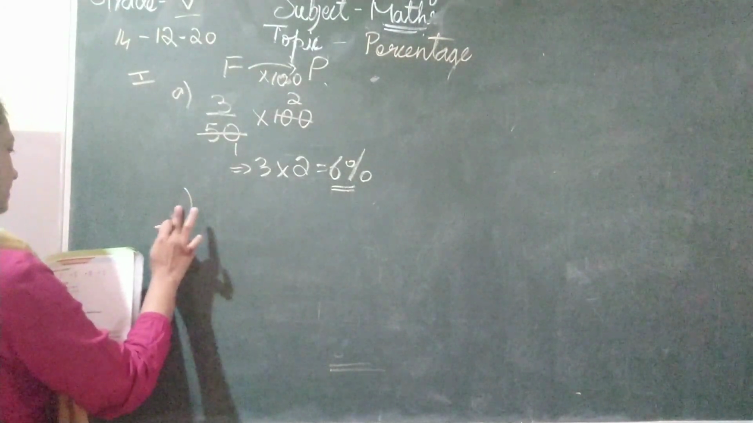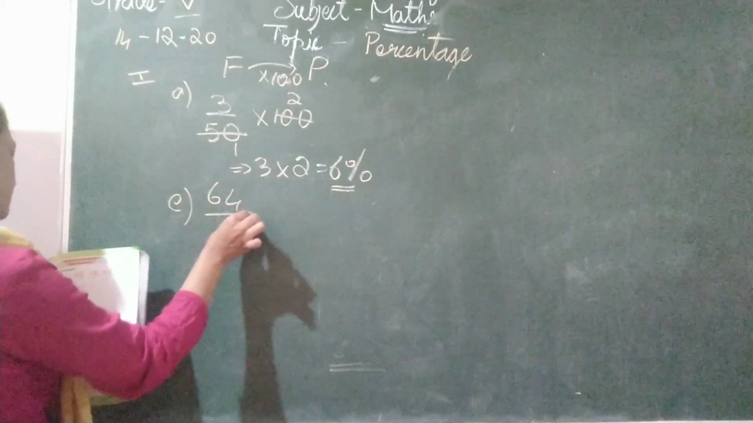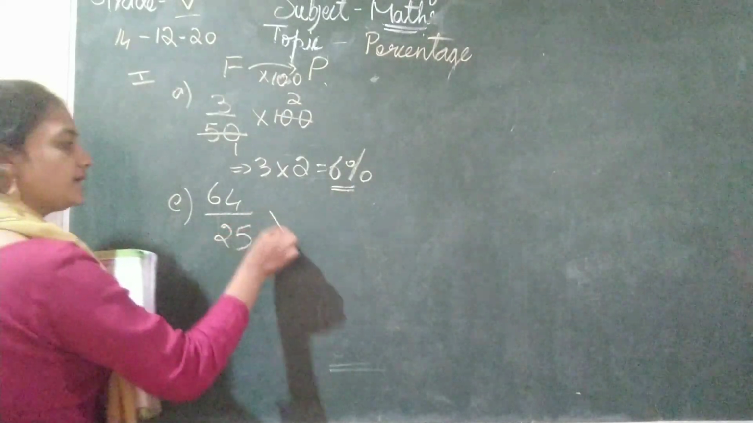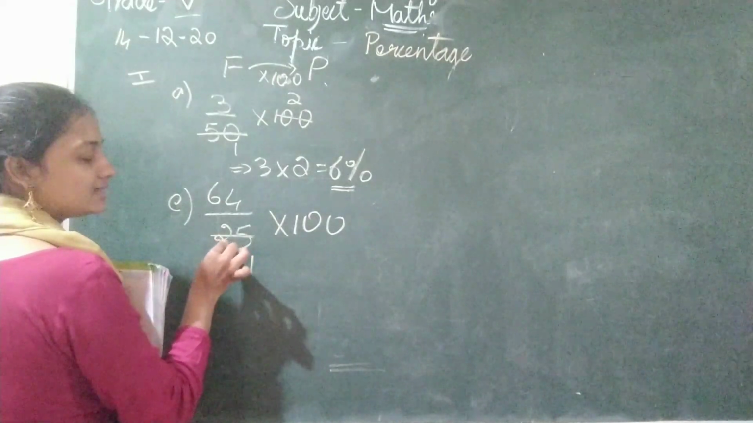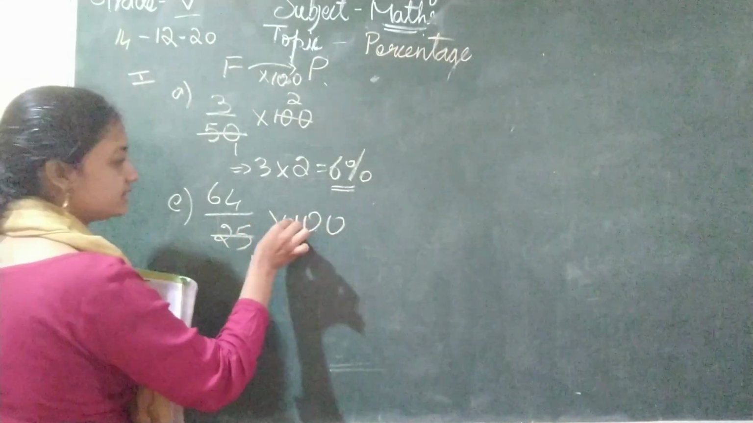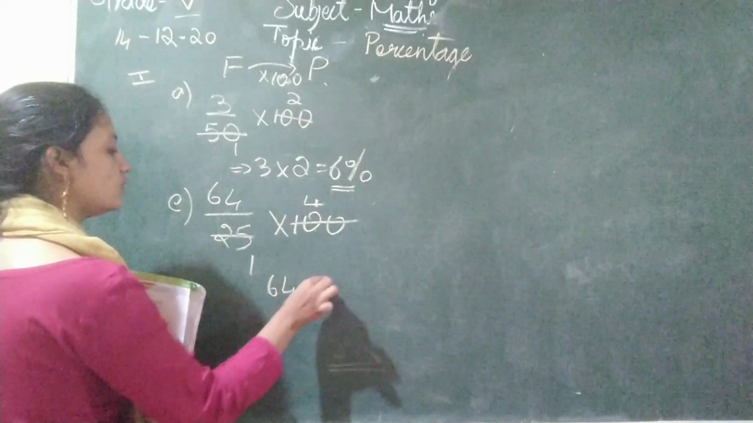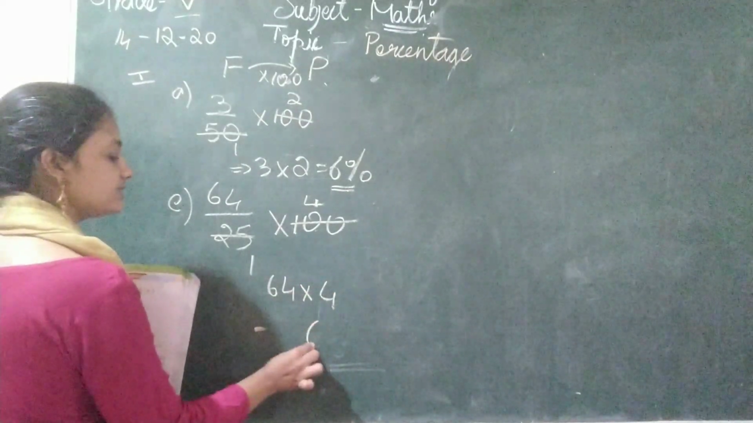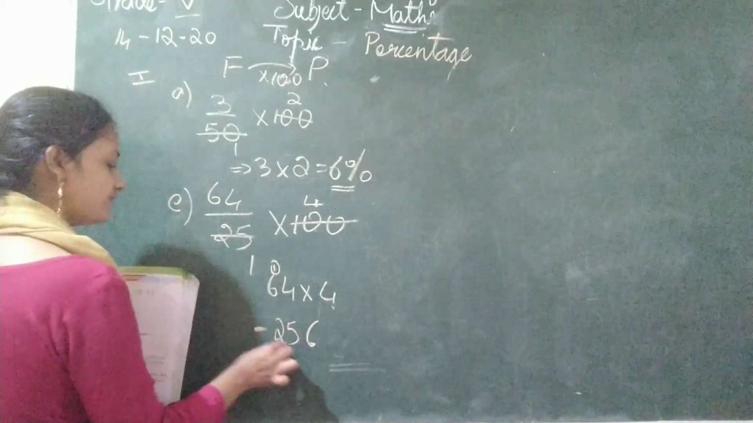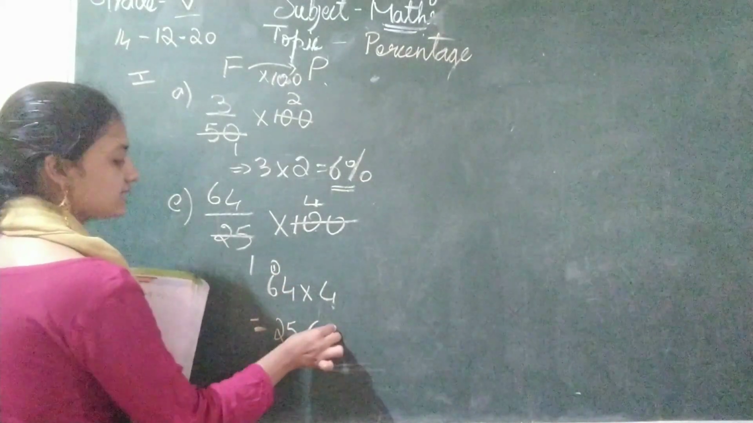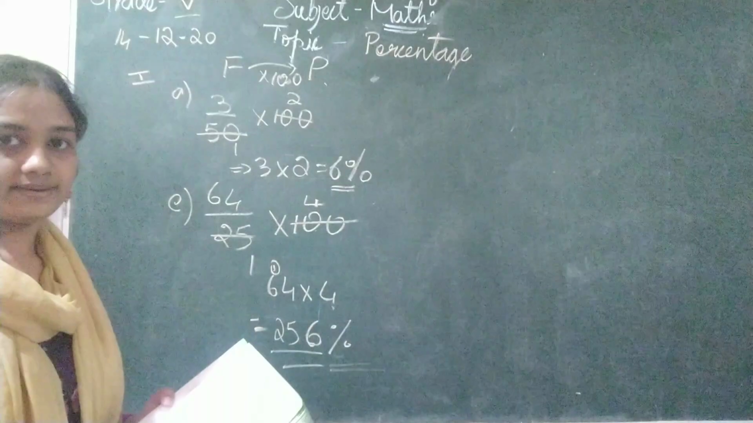Let's see the next one. Let me take a tough one, E1: 64 by 25 into 100. 25 ones are 25. 25 fours are 100. So 64 into 4. 4 fours are 16, 1 carry. 6 fours are 24 plus 1, 25. So 256 is the percentage. You just multiply this with 100.